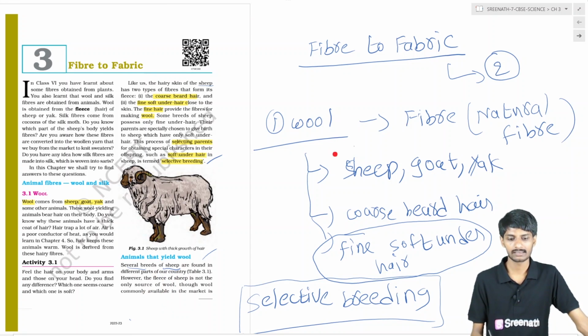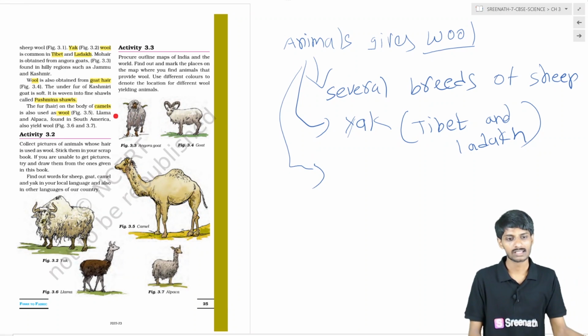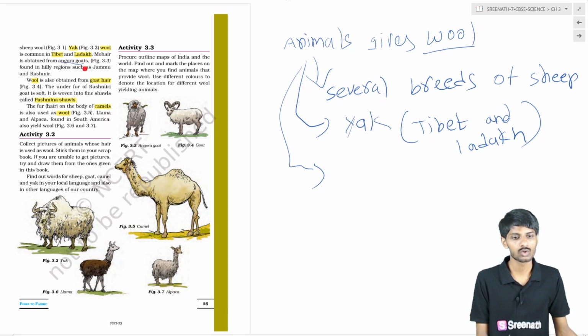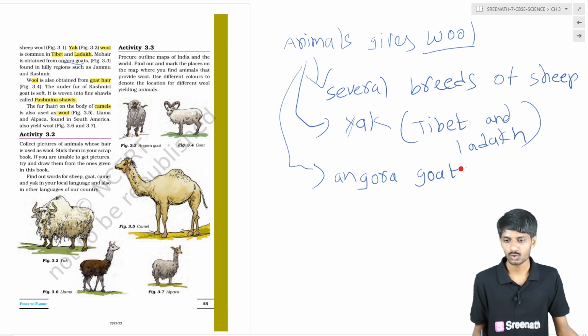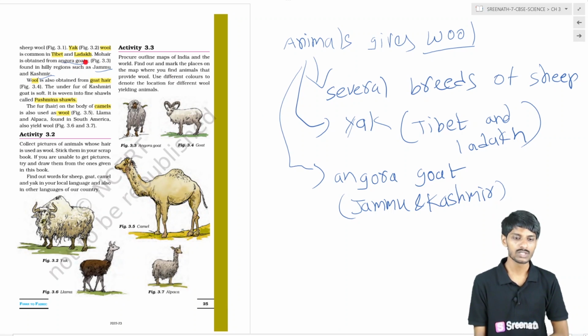Okay students, what is another animal which gives us wool? The other animal is the Angora goat. This is the image of the Angora goat. In which region is its wool used? In the hilly region like Jammu and Kashmir. Its wool is majorly used in Jammu and Kashmir.